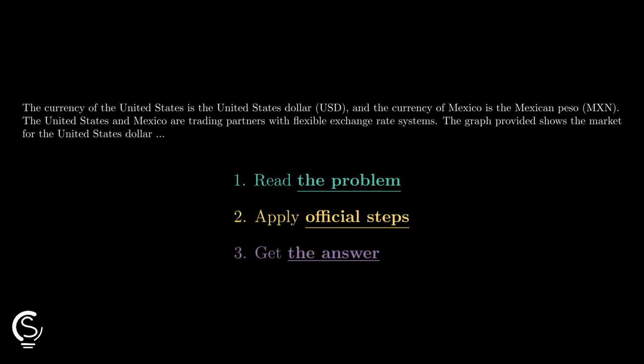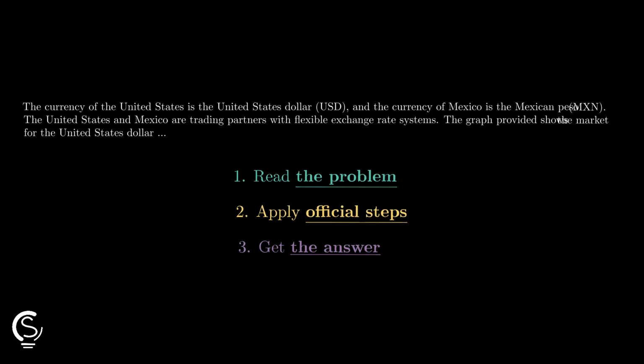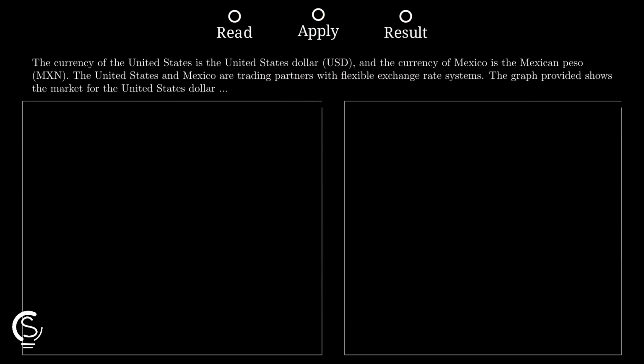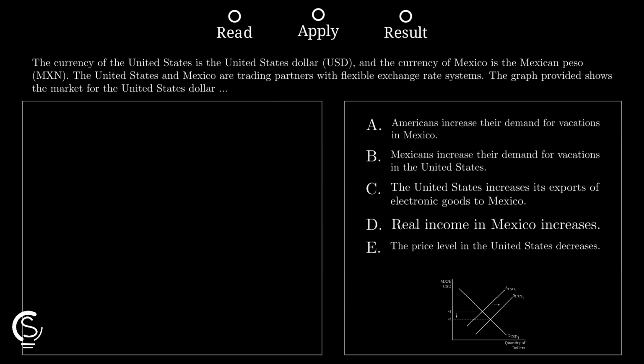Currency market question coming in fast. If dollar supply shifts right, ask who is selling more dollars, and you can lock the answer quickly. The graph shows an increase in the supply of US dollars, so more dollars are entering the foreign exchange market. That means someone wants to trade dollars away for Mexican pesos.